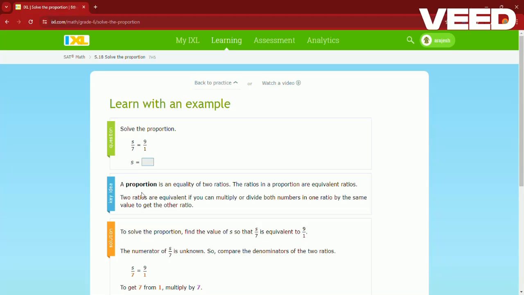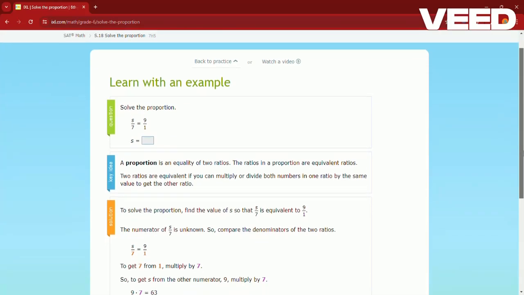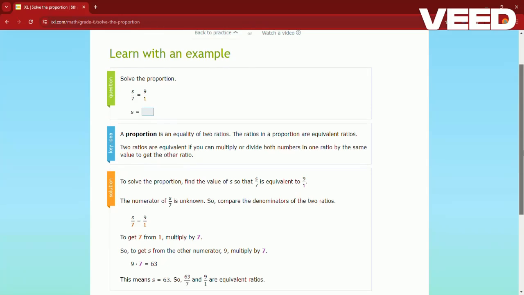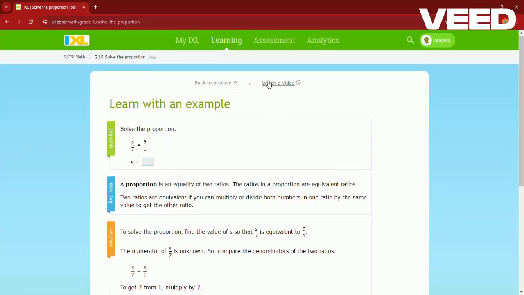Now, the key idea is that while a proportion is an equality of two ratios, the ratios in a proportion are equivalent ratios. You can do it by multiplying or dividing numbers in one ratio by the same value. So you'd have to multiply 7 in this scenario, so S is equal to 63. So take a look at it, and let's do this.